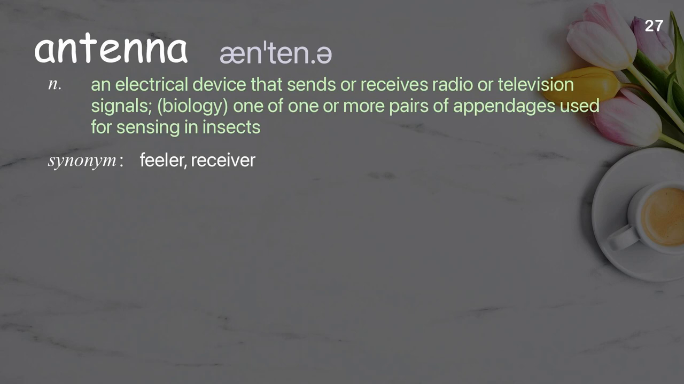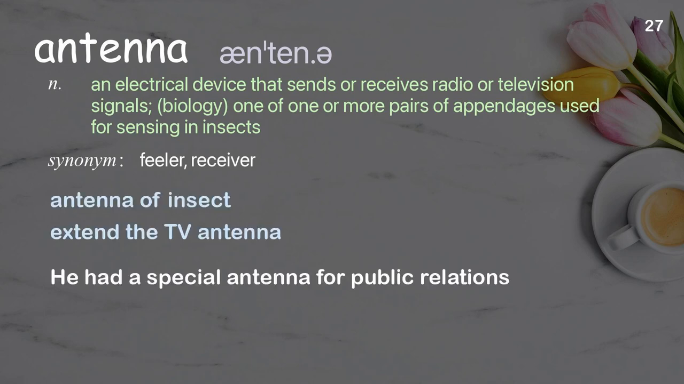Antenna. An electrical device that sends or receives radio or television signals. Biology, one of one or more pairs of appendages used for sensing in insects. Examples. Antenna of insect. Extend the TV antenna. He had a special antenna for public relations.